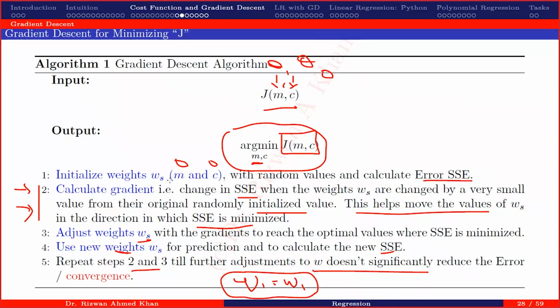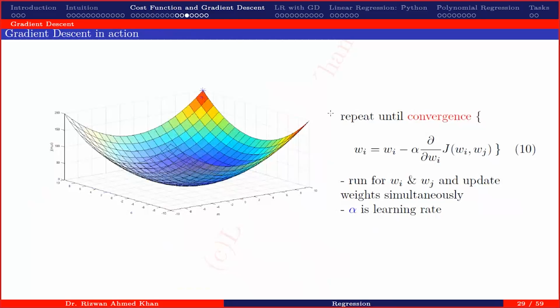So initialize the weights of M and C, or theta 1, theta 2, calculate the gradient, adjust the weights based on those gradients, then use the new weights to find the gradient again, and keep moving on. So this is the general idea of the gradient descent algorithm. And mathematically, this could be written like this.